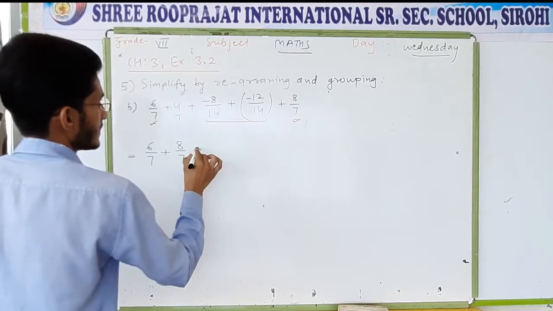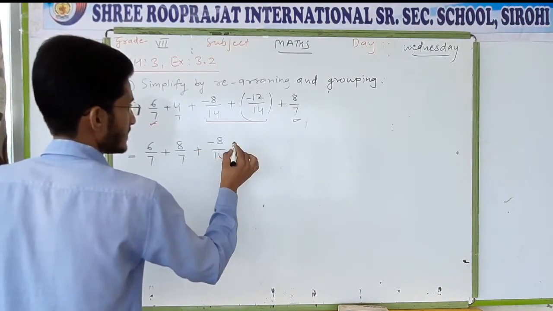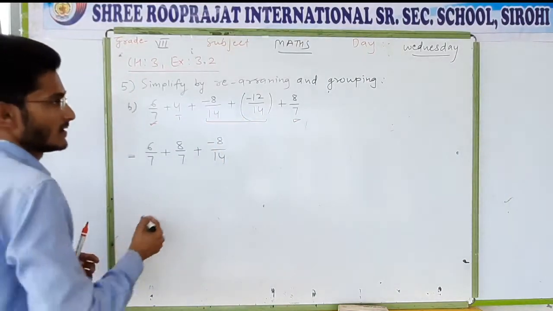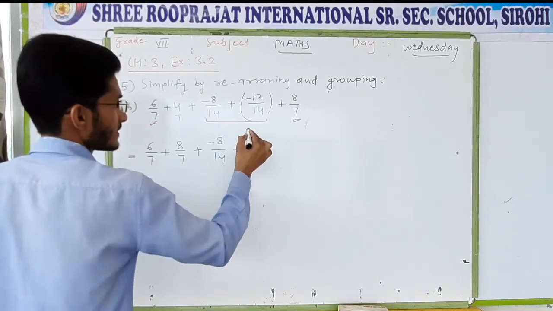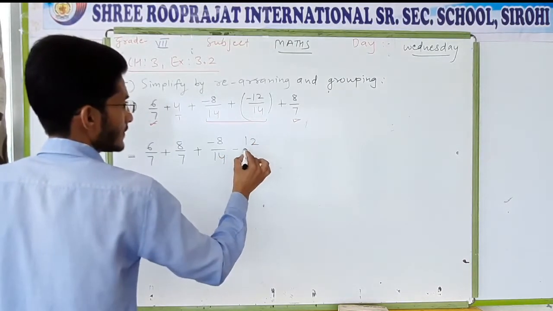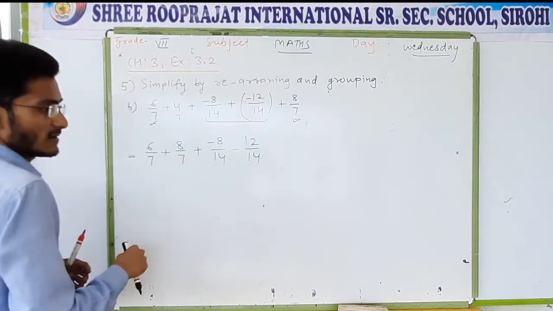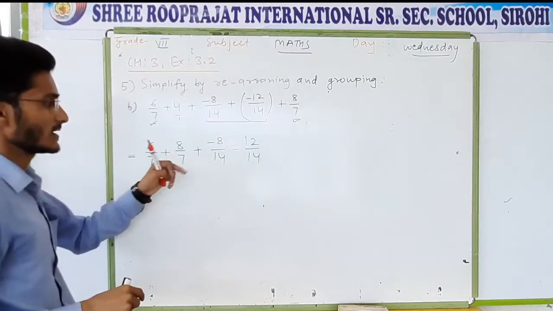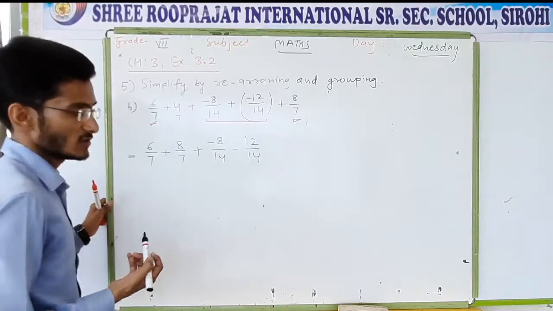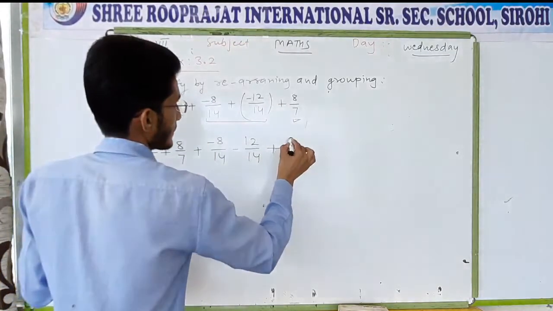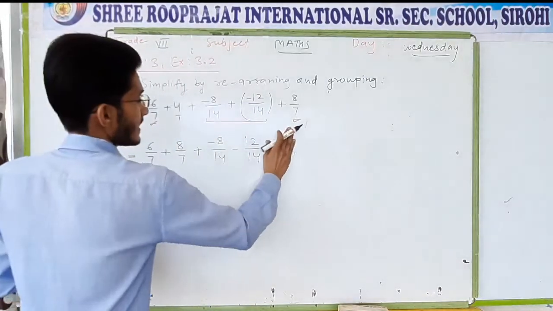Next one, minus 8 by 14, and next one, if you change the bracket, then you will get here minus. So minus 12 by 14. Or even you can change sign here, because a positive as a negative, it will be again negative. So if you wish, otherwise you can continue with those sign. 8 by, sorry, not 8 by 7, the last one is a 4.